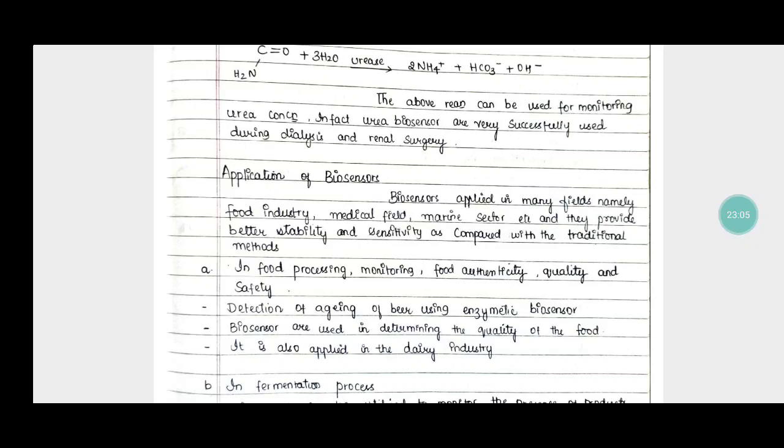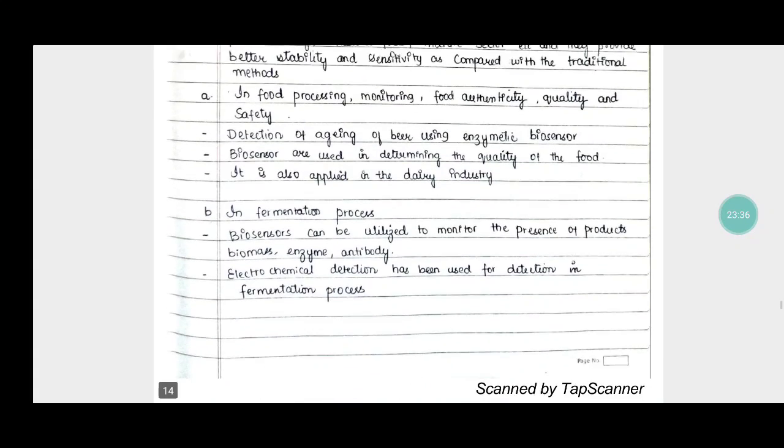Biosensors are used in many fields, namely the food industry, medical field, and marine sector, etc. They provide better stability and sensitivity as compared to the traditional methods. So in food processing, monitoring food authenticity, quality, and safety, such as the detection of aging of beer using an enzymatic biosensor. Biosensors are used to determine the quality of the food, and are also applied in the dairy industry.